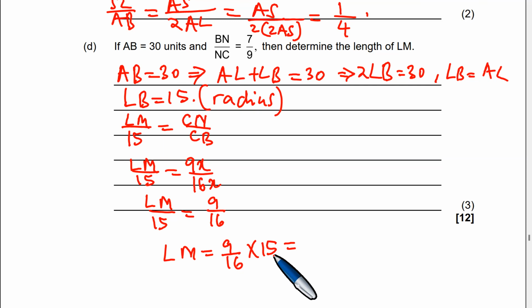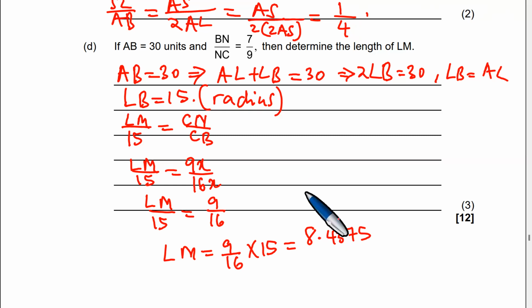So now, what do we get out of these? So we have 9 out of 16, which is multiplied by 15, and the result is what? 8. Yes, well done. It is 8.4375. Right, that's correct. Okay, so yeah, you're right.